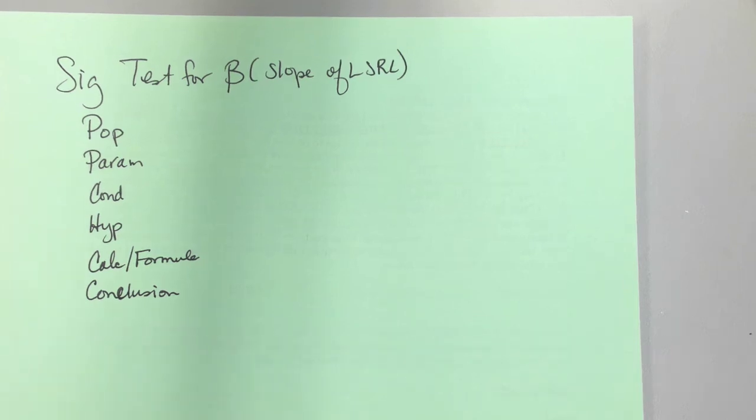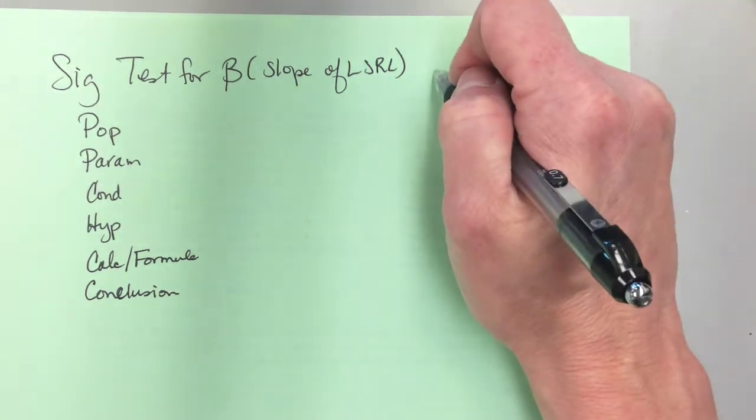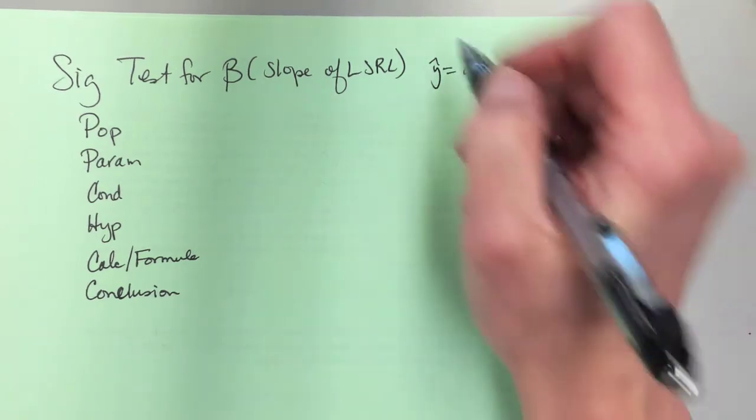Hey guys, so video number 3 for chapter 15. We are going to talk about significance tests for beta, which is the slope of the LSRL line. Just a reminder, we have y hat equals a plus bx, that's coming from our sample, and we're trying to make predictions about mu sub y, alpha plus beta x, which is our whole population.